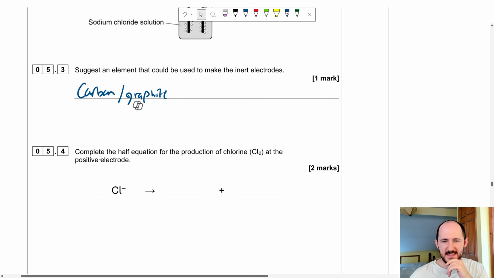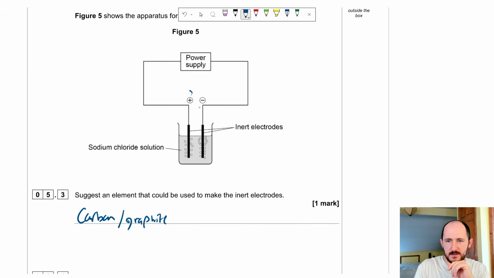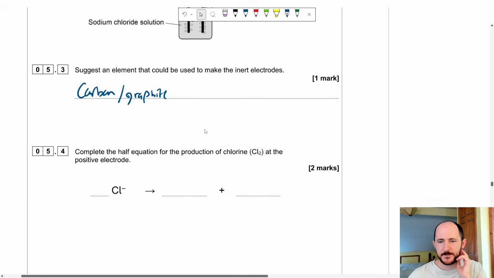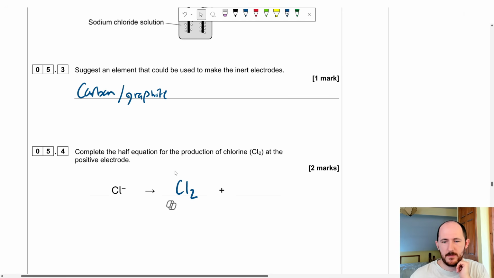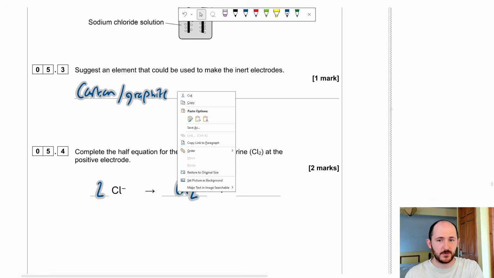And then lastly, complete the half equation for the production of chlorine at the positive electrode. So we have Cl minus. Now remember, it's producing Cl2, so I know one of the products on this side is Cl2, right? I know that because it's telling me. Now, what has to happen? Well, this is neutral. Okay? Well, actually, no, before we even say that, we have 2 chlorines here, we only have 1 chlorine there, so stick a 2 in front. Now it's balanced, right? The 2 chlorine negatives become 2 chlorine neutrals, okay?